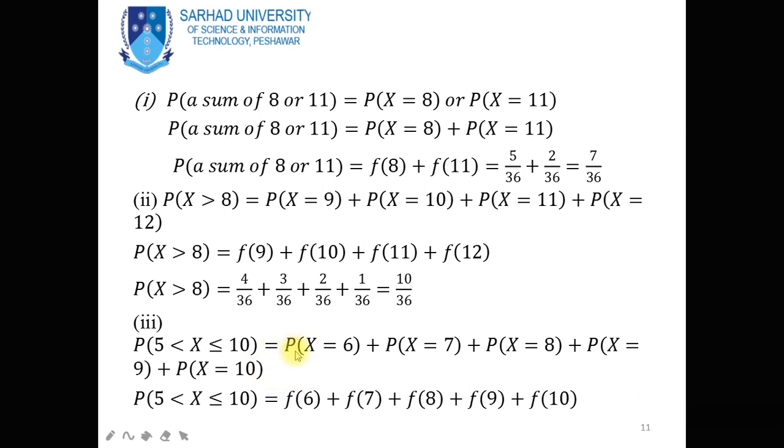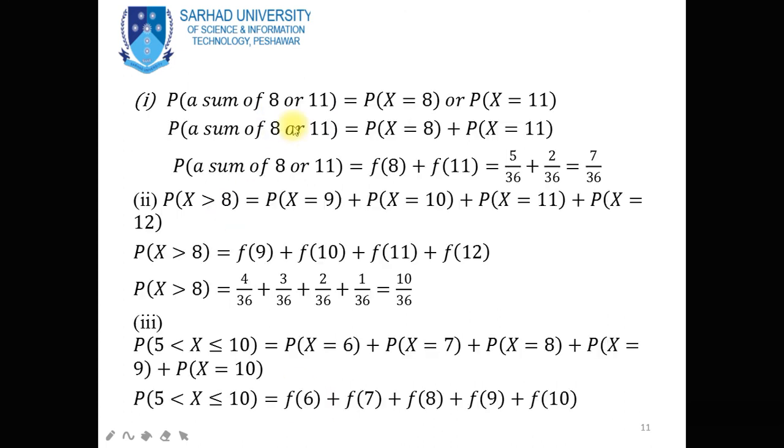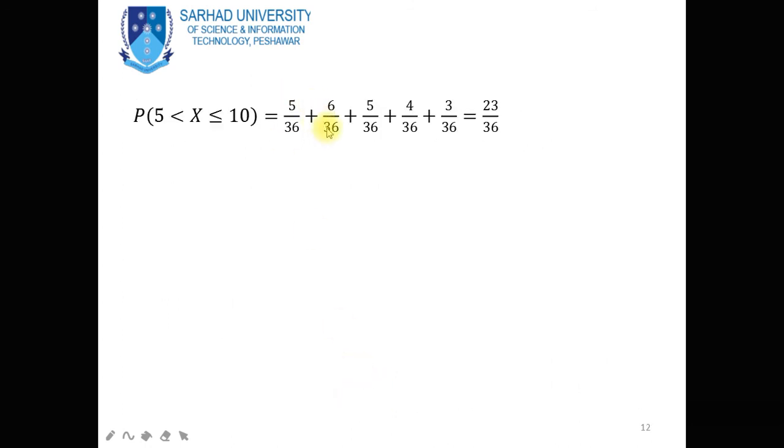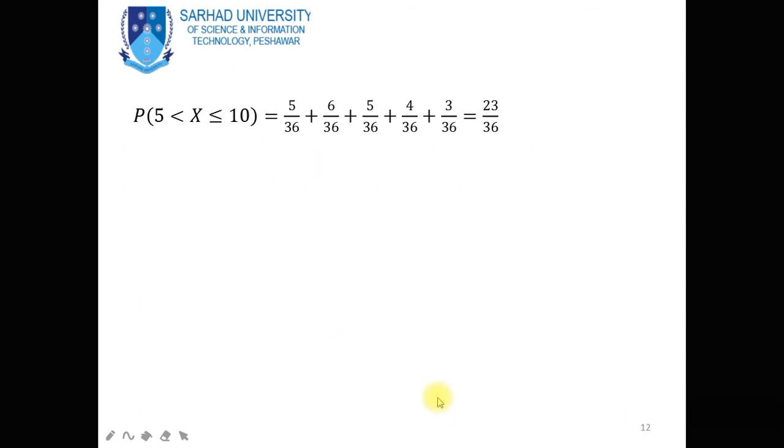Now in this case, the probability distribution function for x is needed for 6, for 7, for 8, for 9 and for 10. When the random variable x is equal to 6, the probability is 5 by 36. When x is equal to 7, the probability is 6 by 36. When x is equal to 8, the probability is 4 by 36.